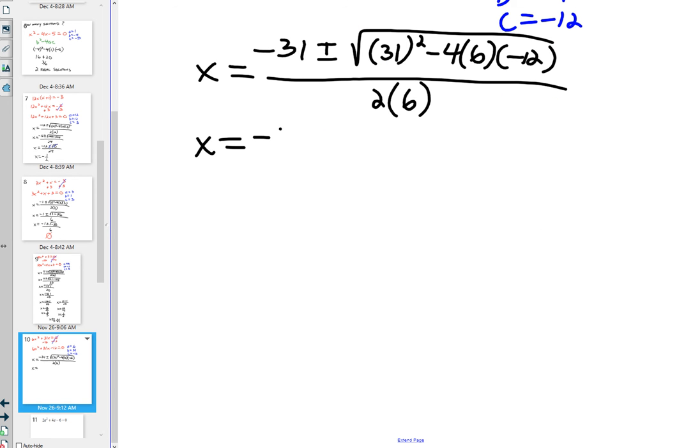X is equal to negative 31 plus or minus the square root of, somebody help me out with that one. 31 squared. What is it? It's like 960 something. 963? 961. Okay. How many negatives come after the square? So change it to a plus. 4 times 6 times 12 is 288.